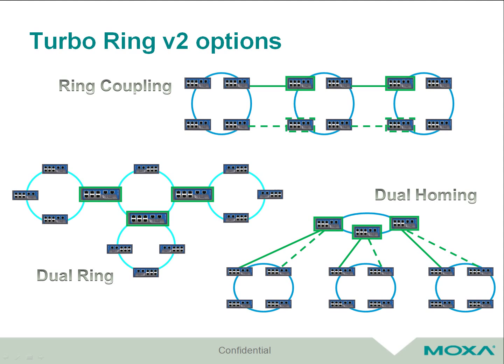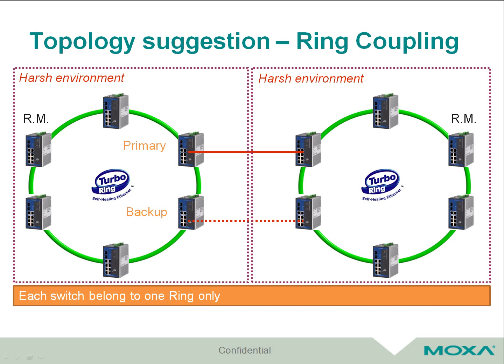Let's take a look at some typical application scenarios. In case both rings are located in a harsh environment, we recommend the use of ring coupling. Ring coupling utilizes two switches from each ring to create a redundant interconnection. You can see the primary coupler and backup coupler.